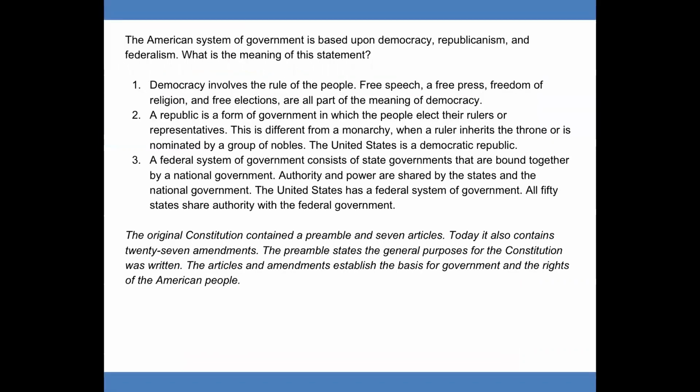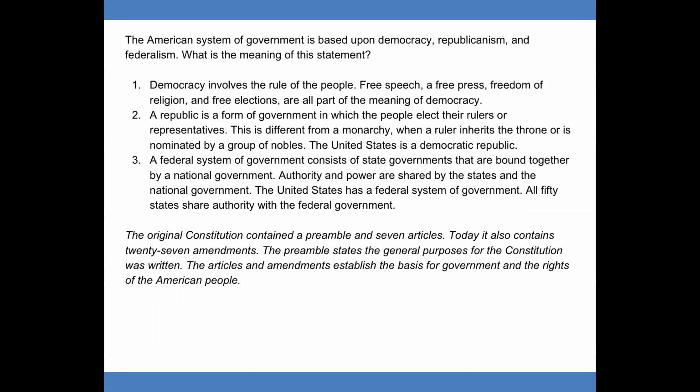The American system of government is based upon democracy, republicanism, and federalism. What is the meaning of this statement? Democracy involves the rule of the people. Free speech, a free press, freedom of religion, and free elections are all part of the meaning of democracy. A republic is a form of government in which the people elect their rulers or representatives. This is different from a monarchy, when a ruler inherits the throne or is nominated by a group of nobles. The United States is a democratic republic.